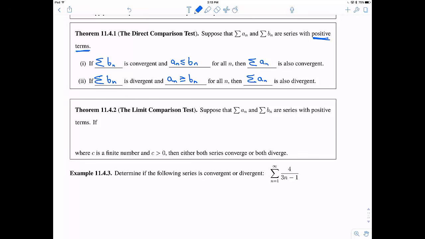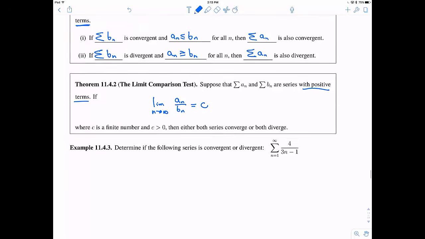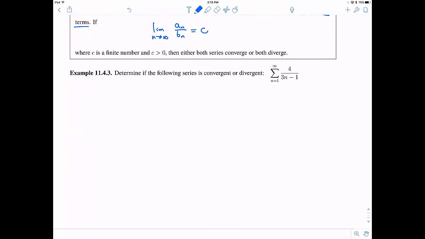Now with the limit comparison test, again, we need positive terms, but now we're going to be dealing with a limit. So this is looking at the limit of the ratio of a sub n divided by b sub n as n goes to infinity. And if this is equal to some c, where c is a finite number that's greater than 0, then either both series converge or both series diverge. Their fates are tied together.